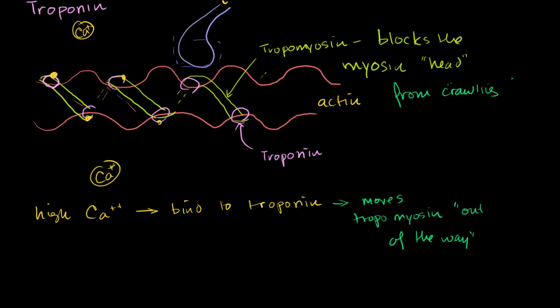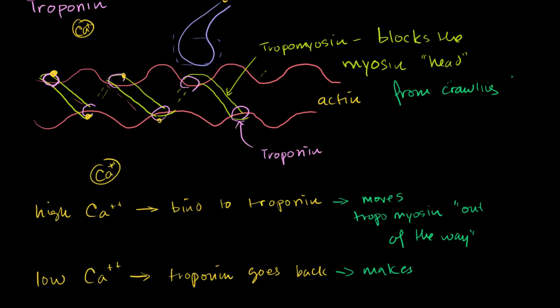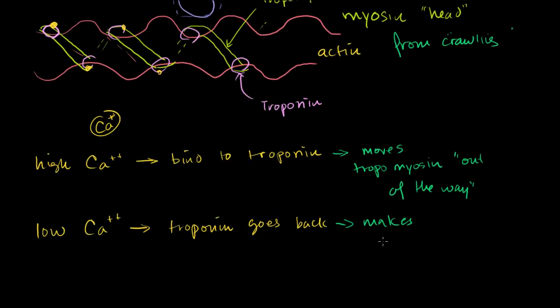But then if the calcium concentration goes low, so low calcium ion concentration, then the calciums get released from the troponin. You need to have enough to always hang around here. If the concentration becomes really low here, these guys will start to leave. So then the troponin goes back to, I guess, the standard conformation, and that makes the tropomyosin block the myosin again.